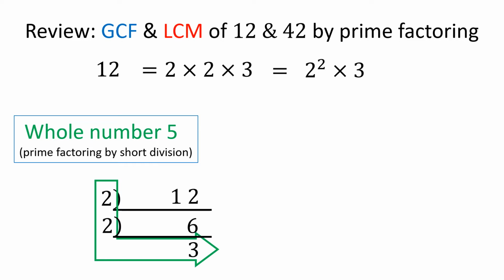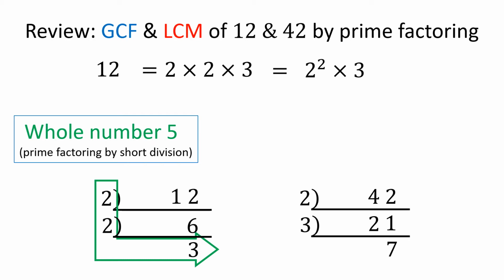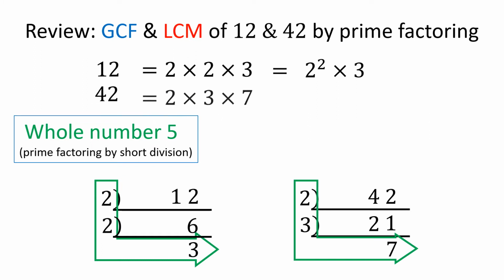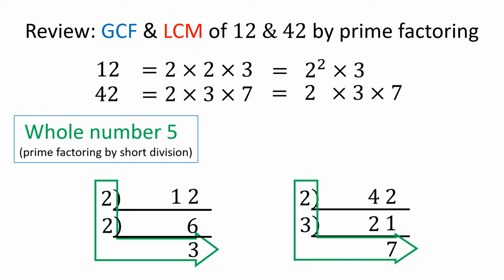Now let's prime factor 42. 42 can be divided by 2. Consider 4. There are 2 2's in 4. Then consider 2. 2 divided by 2 is 1. 21 can be divided by 3, and it becomes 7. So 42 can be expressed as 2 times 3 times 7. Changing this in ascending order with exponents does not change anything, so it stays as 2 times 3 times 7.